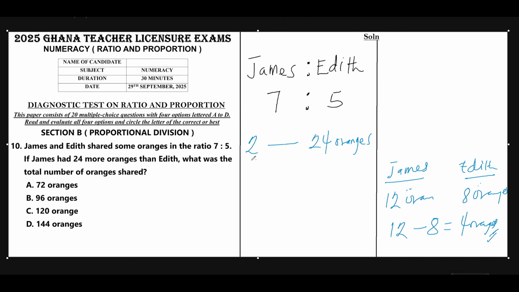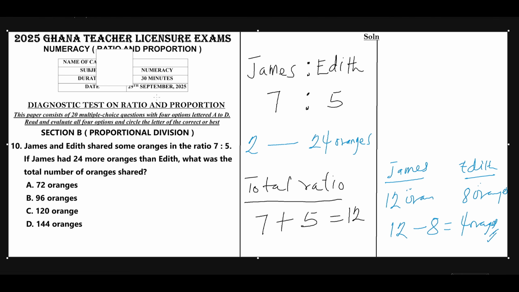So if the ratio 2 is giving us 24 oranges, what ratio must correspond to the total number of oranges? The total number of oranges must correspond to the total ratio. And how do we calculate the total ratio? That is the sum of the individual ratios. So 7 plus 5, we have 12. So we are almost done.